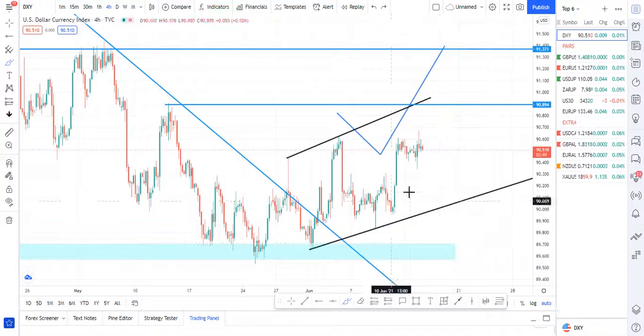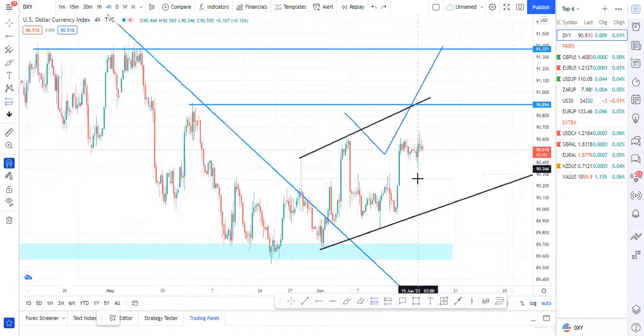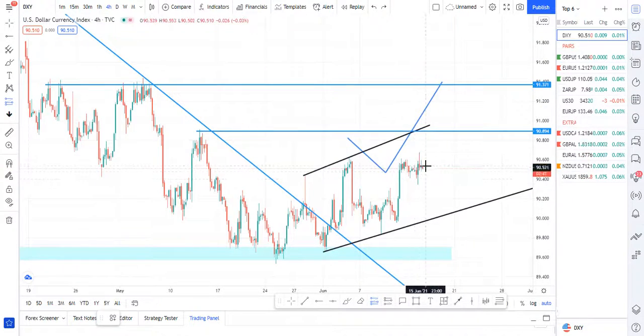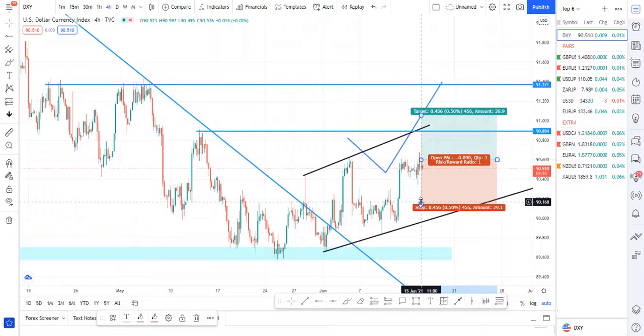So now we're trying to look for the trades to get in, right? So now I wouldn't say this is a safe place to enter. This wouldn't be a great trade. I wouldn't take this trade because let's see.